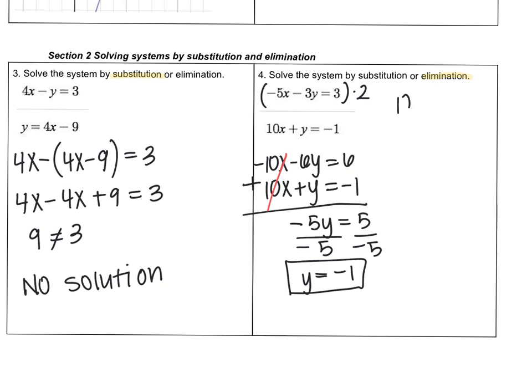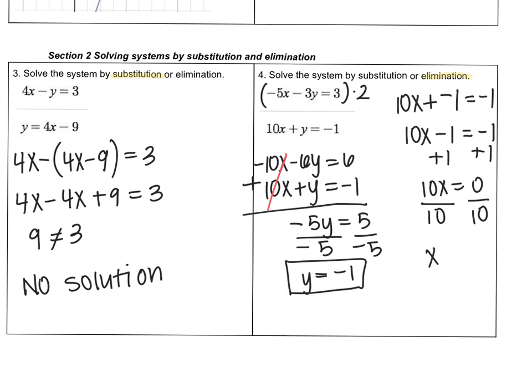Now I want to plug that into one of the original equations to solve for x. I'm going to plug it into the second equation just because it involves fewer negatives. So it becomes 10x plus negative 1 equals negative 1, which I can rewrite as 10x minus 1 equals negative 1. Adding 1 to both sides, we get 10x equals 0. We'll divide by 10, and we get x equals 0. Remember, this is not no solution because I still have a variable. No solution only occurs if the variable cancels, not the constant. If I wanted to write my final answer as a point, I would write it as (0, -1).